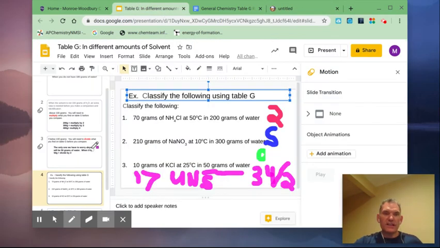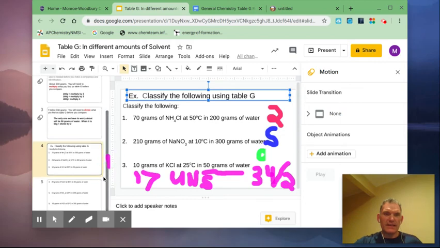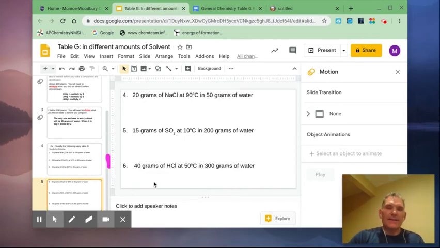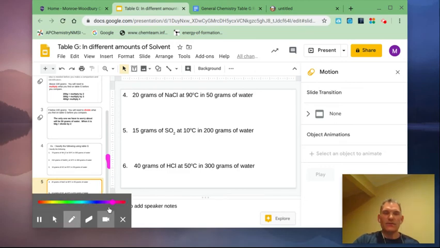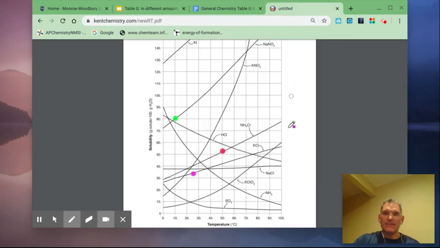All right. Let's come down to my next set of problems for practice. Okay. So now we have 20 grams of NaCl at 90 degrees Celsius in 50 grams of water. So once again, 50 grams of water, NaCl at 90. At 90 degrees Celsius, NaCl normally, right there, boom, has a solute of 40. 40 is in 100 grams.